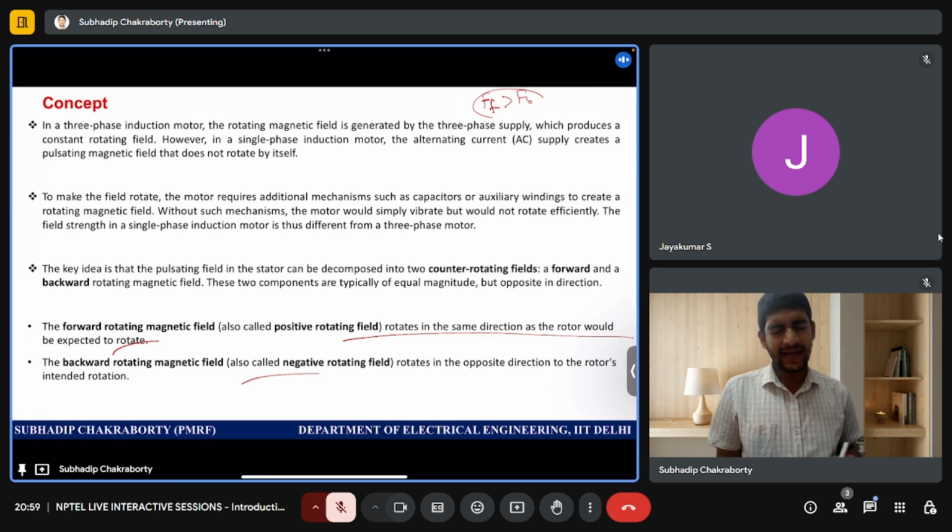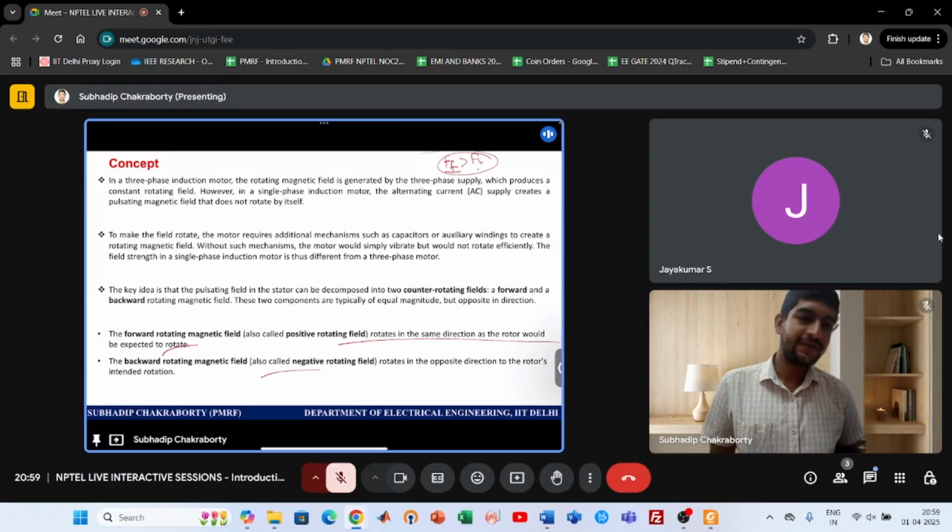But please understand that these forward field and backward field are also speed dependent terms, unlike that in the 3-phase induction machine. In the 3-phase induction machine, the net magnetic field strength was fixed irrespective of the speed of the machine or the slip of the machine. But here they are slip dependent terms.